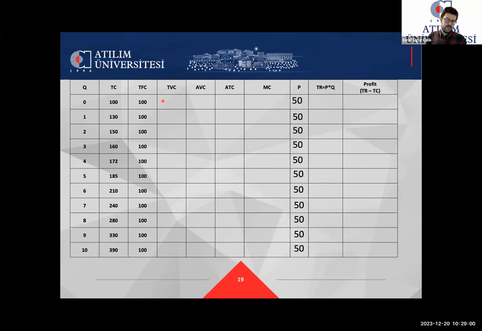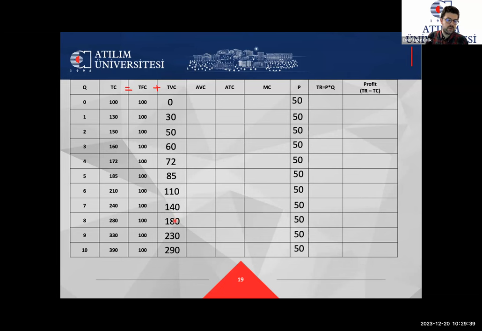When quantity is zero, total variable cost is zero. And the first formula is total cost equals total fixed cost plus total variable cost. So 30, 130 minus 130, 50, 60, 72, 75, 110, 140, 180, 230, and 290.